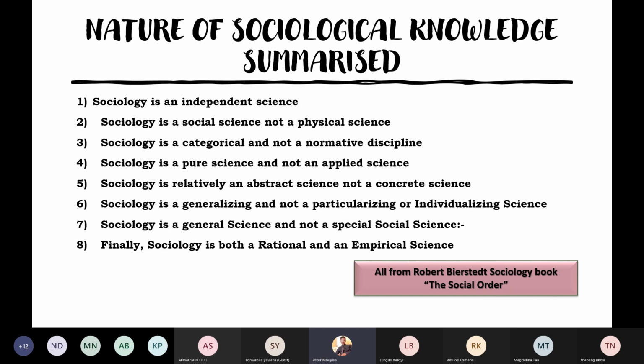We're just gathering knowledge. But in the sub-disciplines, like sociology of education, we start applying, to say, this is the general sociological theory, how do they apply to education, to economics, politics? So in its nature it's not applicational, but the sub-disciplines do apply the knowledge. Number 5, sociology is relatively an abstract science and not a concrete science.